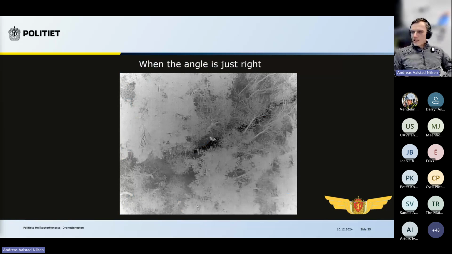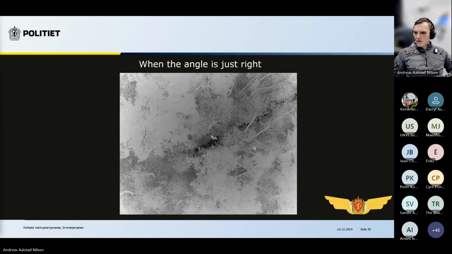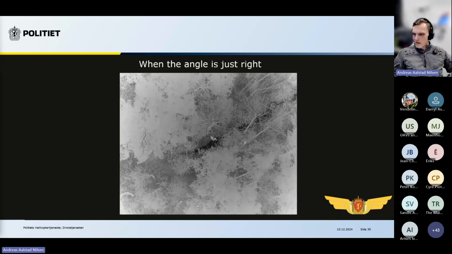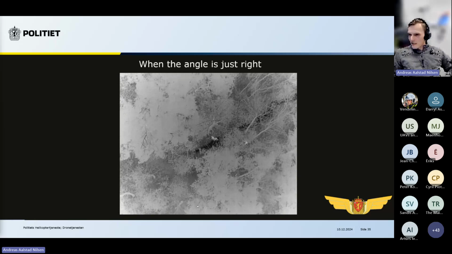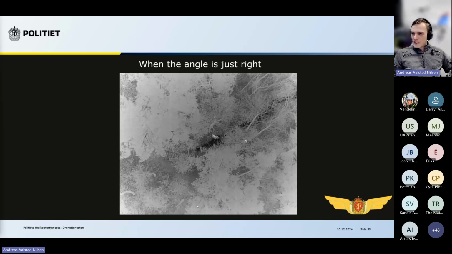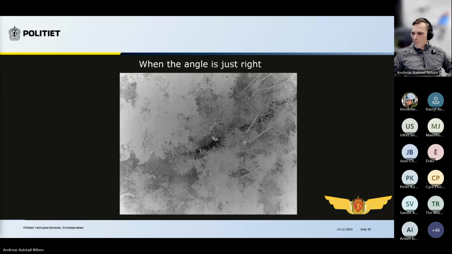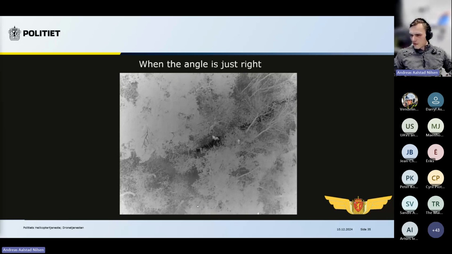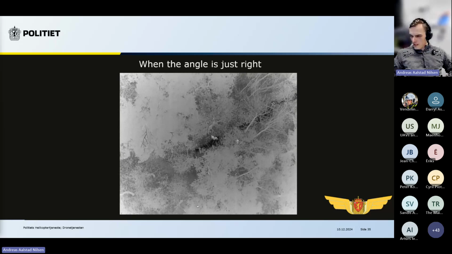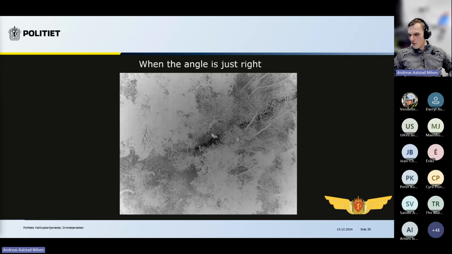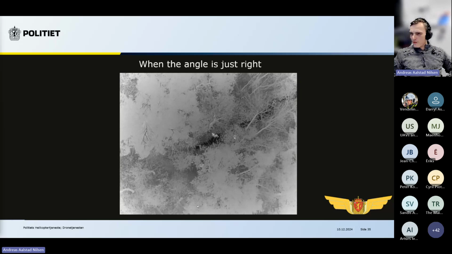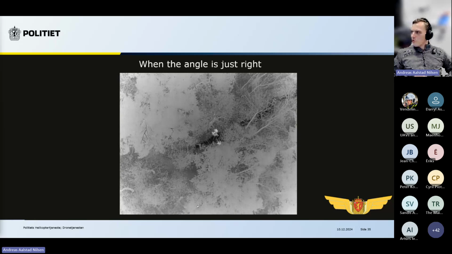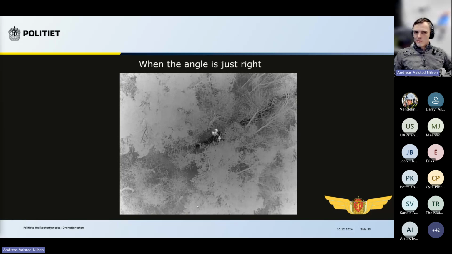So when the angle is just right, we have done a lot of finds. This here is a missing person from several years ago in the middle of the night, and there's a couple of police officers being guided towards this missing woman. And here you can see a good example of how little trees are actually needed to make basically anyone invisible. You can barely see a person walking under a regular tree. So the angles need to be right in order to make sure the thermal radiation actually hits the sensor itself.